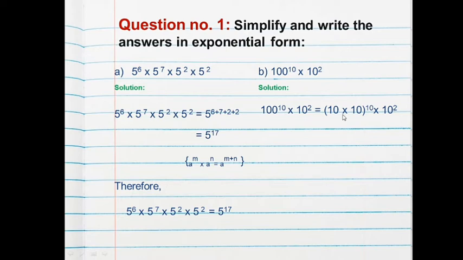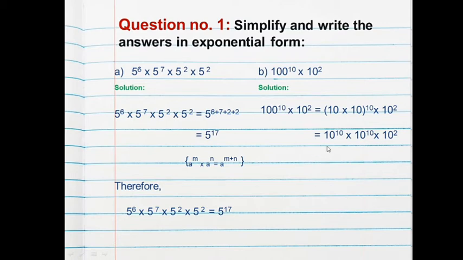So that's why we have written 100 as 10 into 10, and since the exponent is given 10, we can take the exponent as whole for this 10 into 10. If the exponent is given for both 10 into 10, then we can write it individually, which means the exponent of this 10 will be 10 and the exponent of this 10 will be 10. So we can write it as 10 raised to the power 10 into 10 raised to the power 10 into 10 raised to the power 2.